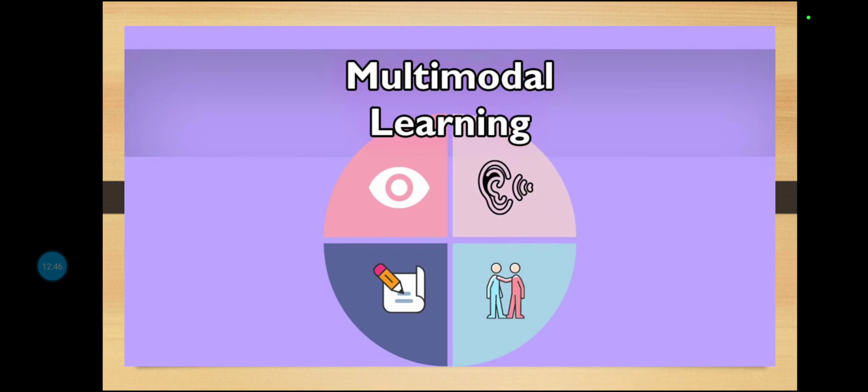So you look at that one. When we have this multimodal text, we could have this multimodal learning in which we could use our senses, okay, sight, hearing, feeling, and then we have touch.